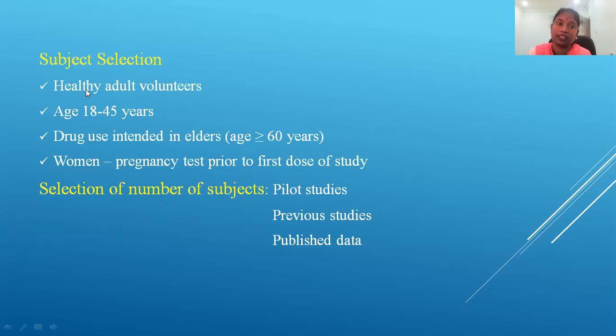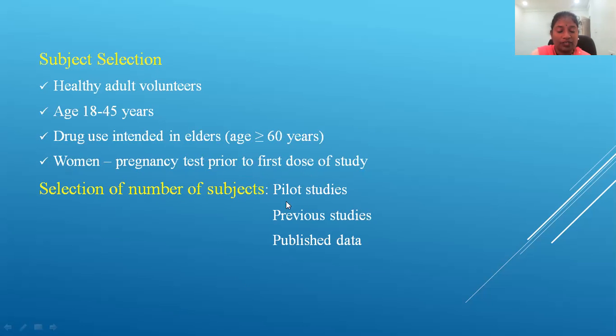How we have to take the subject: it should be a healthy adult volunteer, and the age should be 18 to 45. If you are taking geriatric patients, the age should be below 60. And for the pregnancy test, only the first dose of the study, you have to conduct the pregnancy test on women, and before the studies only you have to conduct it.